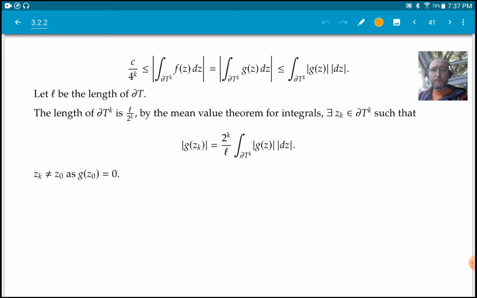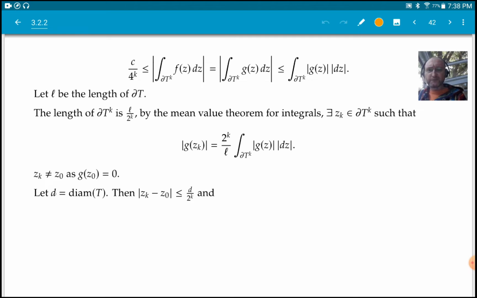All right, now because g is 0 at z0, zk cannot be z0, right? Because this thing is not 0. I mean, it's bounded below by, there's also this guy you have to divide by, but anyway, it's not 0, right? This is not 0. So therefore, zk is not equal to z0, right?